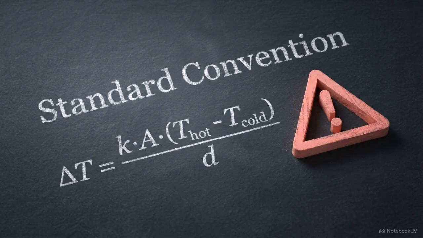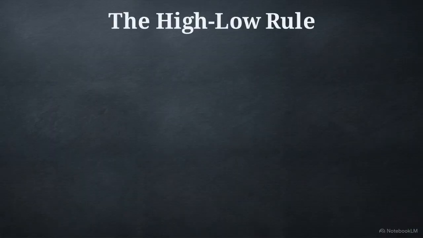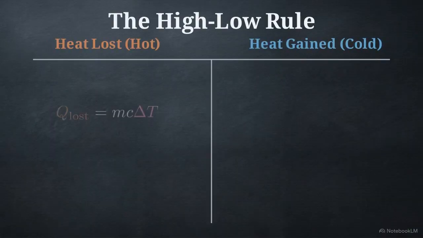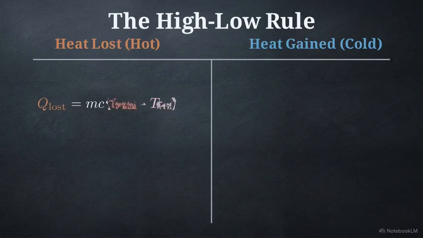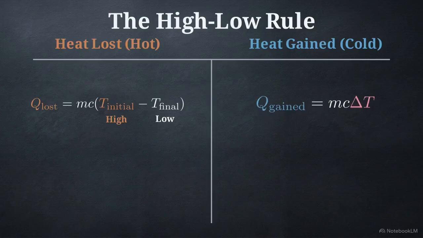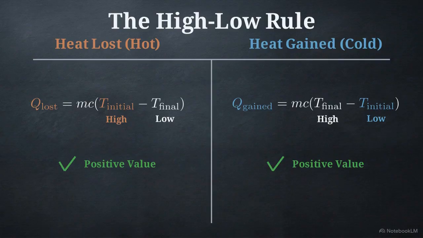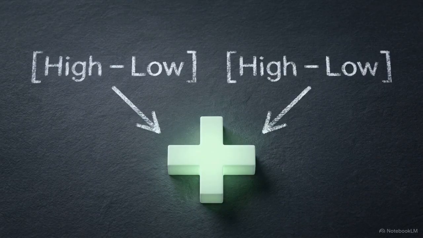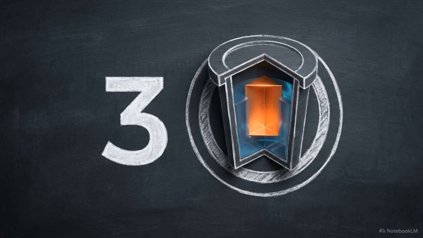Standard physics conventions tell you to format the change in temperature as final minus initial. We bypass that entirely using the high-low rule. For the hot object losing heat, we write the temperature change specifically as its initial temperature minus its final temperature. For the cold object gaining heat, we write the change as its final temperature minus its initial temperature. Subtracting the lower number from the higher number on both sides ensures an absolute positive value, neutralizing the common risk of sign errors.